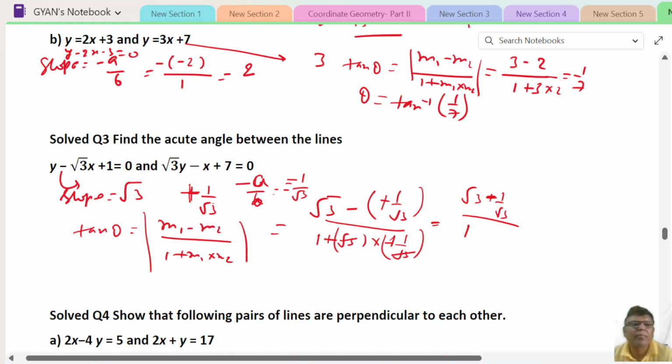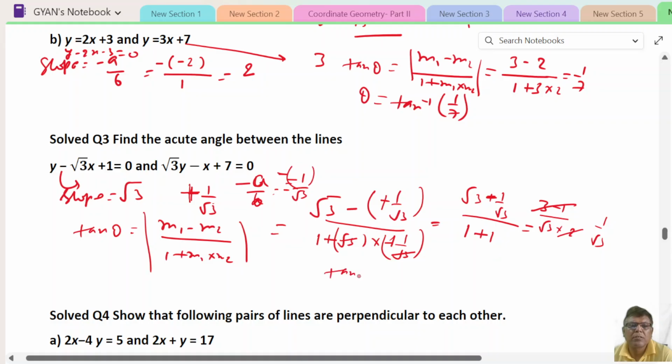So, and this minus and this minus. So minus minus plus 1 by root 3. Correct. So 1 plus 1. So that is equal to 3 minus 1 divided by root 3 into 1 plus 1, 2. 2 and 2 get cancelled. So 1 by root 3.